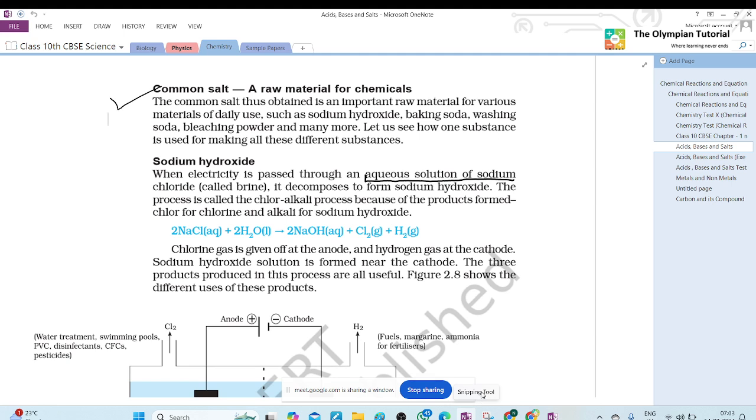We use it in our food. We studied about the Dandi March, which plays a very important role in the independence of India. Today we will start our topic from here. Common salt is a raw material for chemicals.